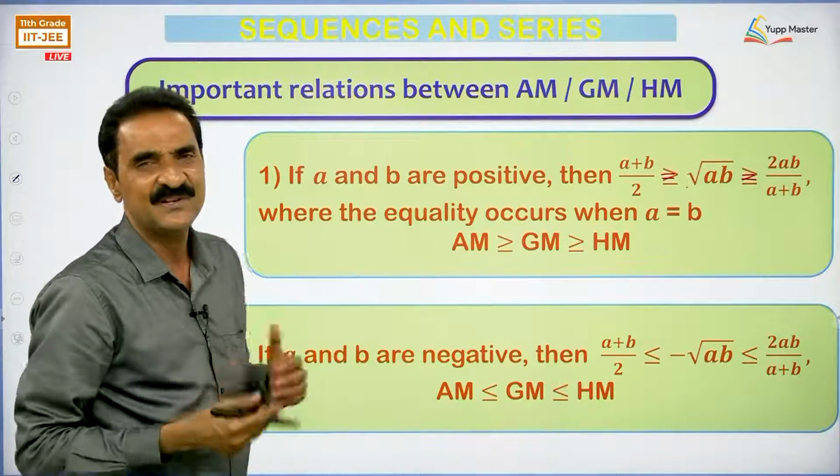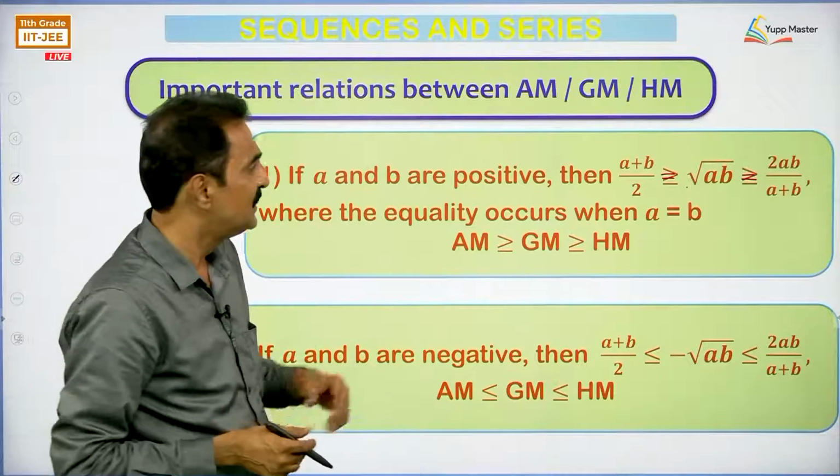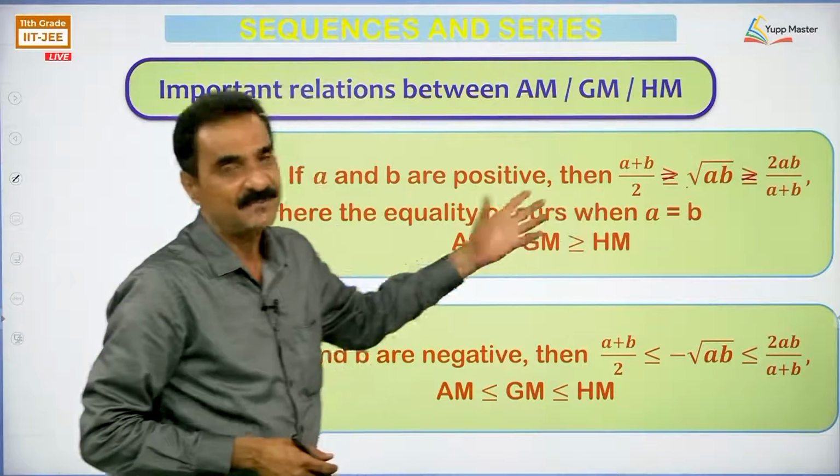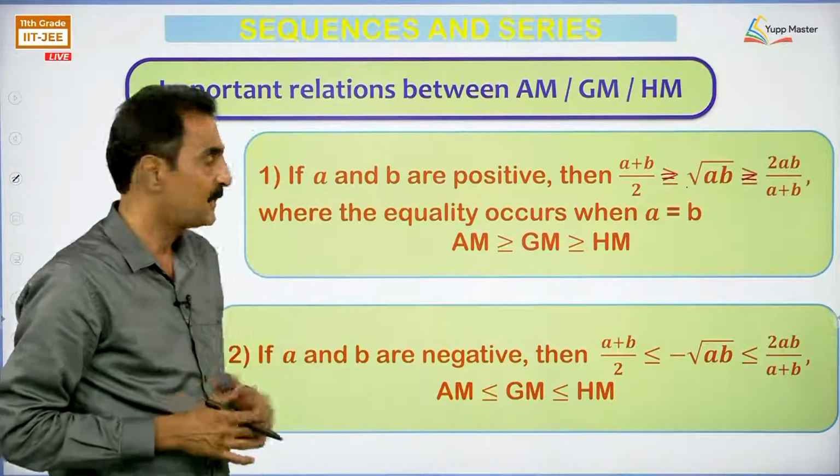Already we have been discussing this in previous chapters. Whenever AM is equal to GM or GM is equal to HM or AM is equal to HM, the two numbers must be equal.